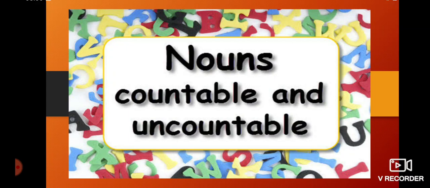Hello children, welcome back. Today in this video we are going to learn about countable and uncountable nouns. In my previous video I discussed nouns and kinds of nouns. So we have learned that nouns are of 5 different kinds: common noun, proper noun, collective noun, material noun and abstract noun. Now we will see that nouns can also be classified generally as countable and uncountable nouns, depending on whether a noun can be counted or not.